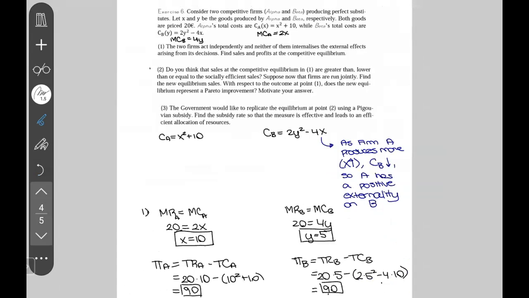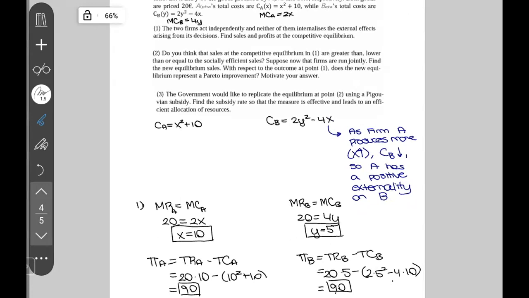So now we want to know if the sales are going to be greater, lower, or equal to the socially efficient. So if the firms are run jointly, that's saying that they're merging. So that's what I was mentioning earlier. If you're going to merge them so they become one single firm, essentially no one has an externality anymore. Everything is being internalized. So in general, anytime you remove the externalities, overall society is going to be better off. So that means that overall there's going to be a higher production than there was before.